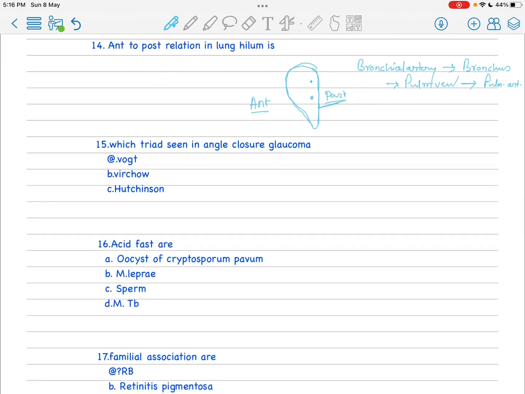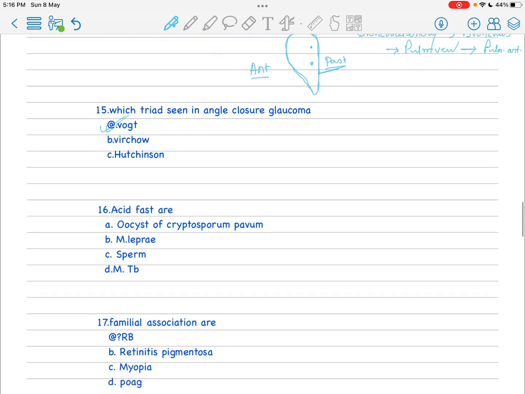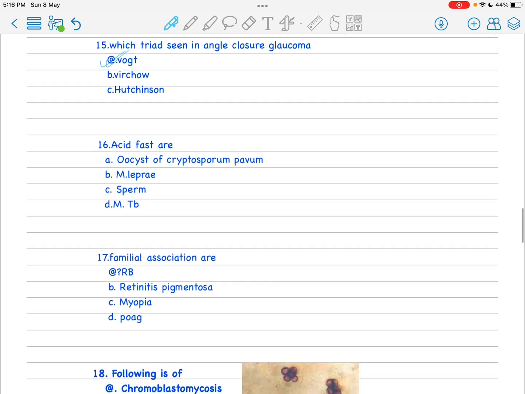And next is which of the triad is seen in case of angle closure glaucoma, and it should be the Vogt triad because it is seen in young populations. In young population, due to exercise, it can cause Vogt triad, and I think you know about this triad, so this should be the answer. And this is also a multiple question answer, okay.